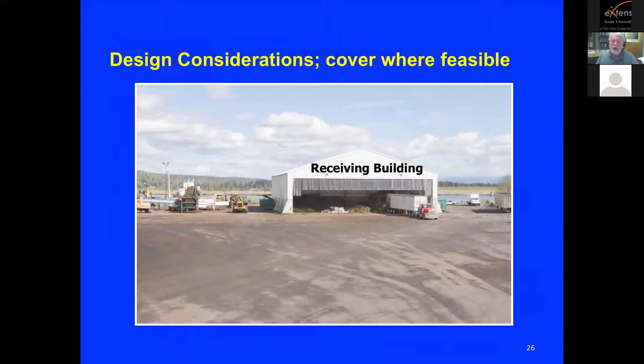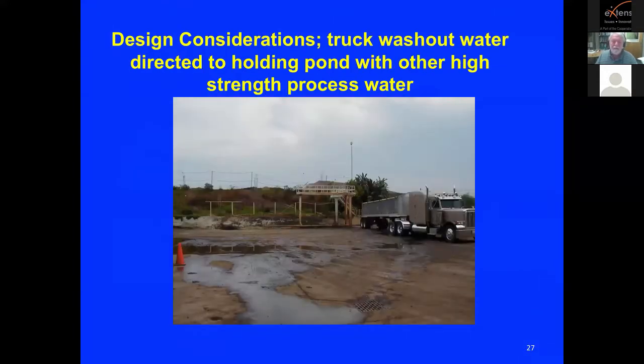So where you can, cover it. You want to cover the receiving building and keep all of the feedstocks in the building under cover so that you don't have runoff from it. You want to look at the truck washout area so that you direct that to a holding pond with high strength water and probably to an oil and water separator.